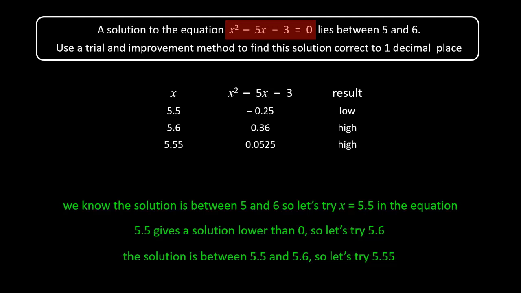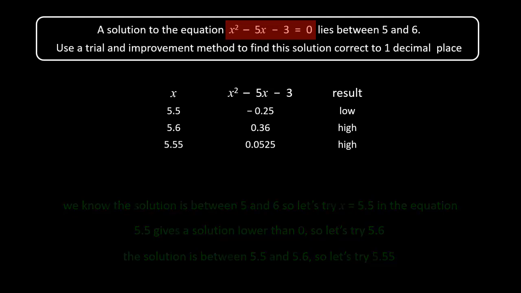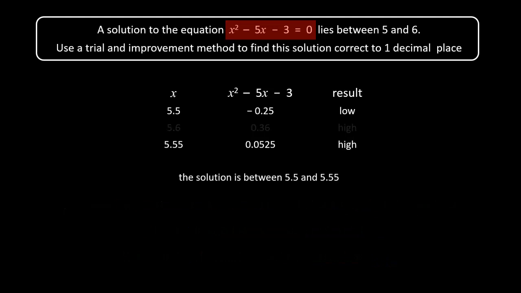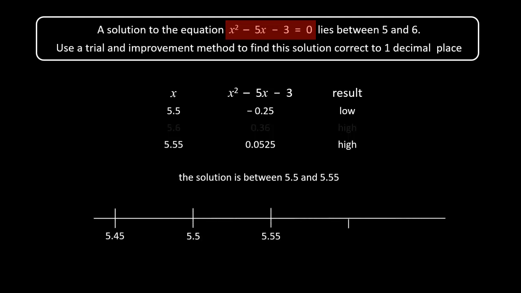Now that's all the calculator work, and we get most of the marks really for the question for that, but this is the tricky bit. This is where everyone gets a bit confused. So now the solution is between 5.5 and 5.55. I've grayed out 5.6 there. So if we had a number line like that, 5.45, 5.5, 5.55, etc. Now we know our number is in between 5.5 and 5.55.